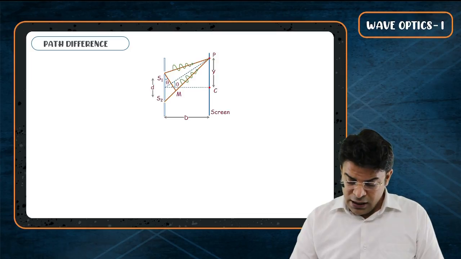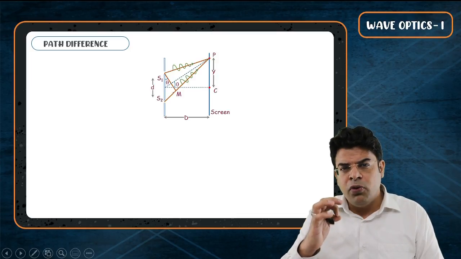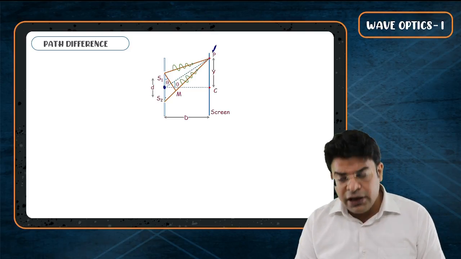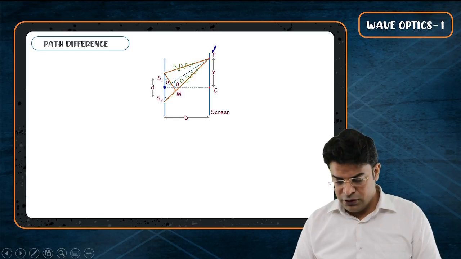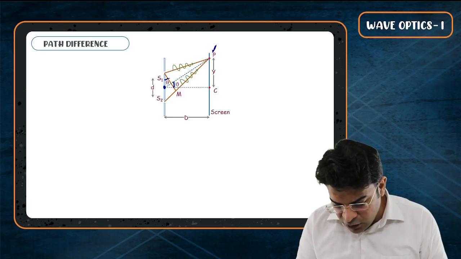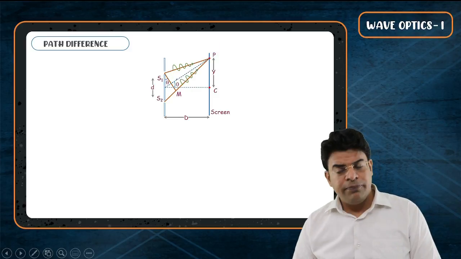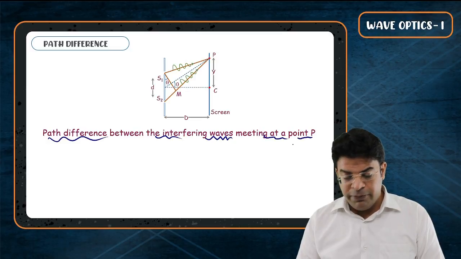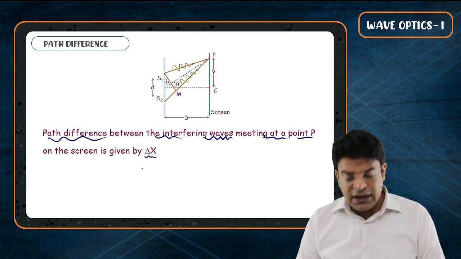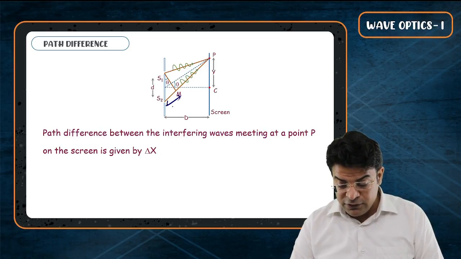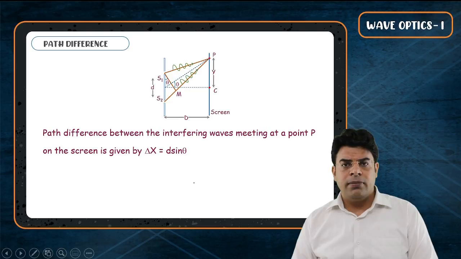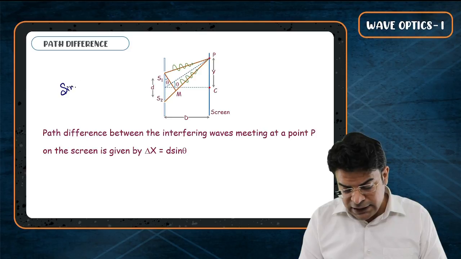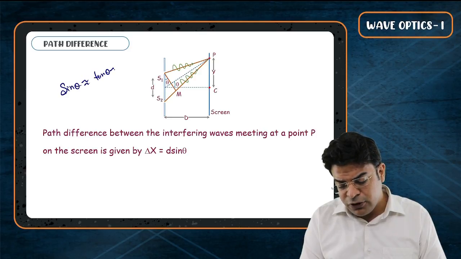So bachcho, now if we do a little more construction, we join the point P to the central point on the line joining the slits. If this angle is theta, this angle will also be theta. Both the angles will be the same. We can say that the path difference between the interfering waves meeting at point P is nothing but delta x, and that delta x, the path difference, will be equal to d sine theta. We have learned this so many times in physics. For small values of theta, sine theta can be approximated to tan theta, and that can be approximated to theta.